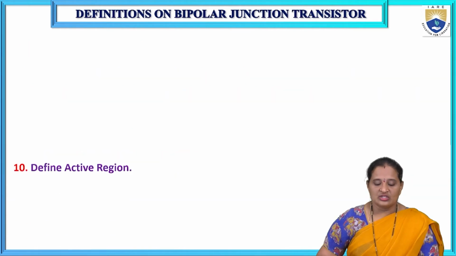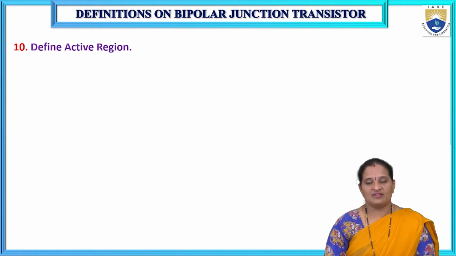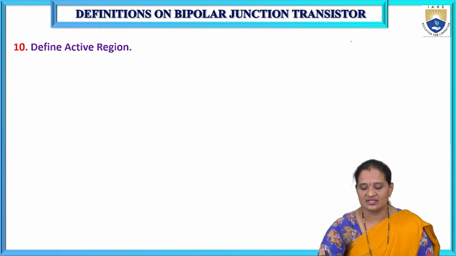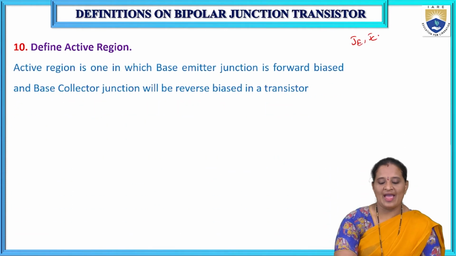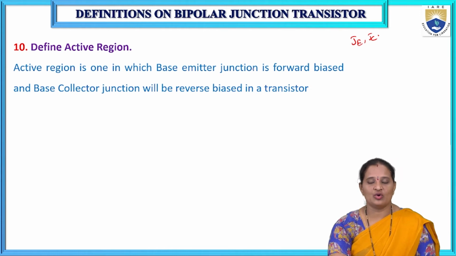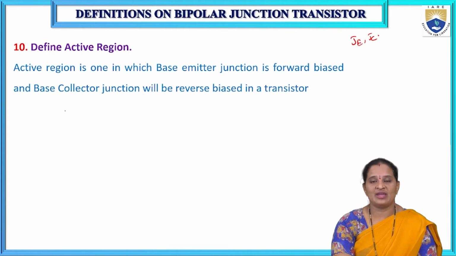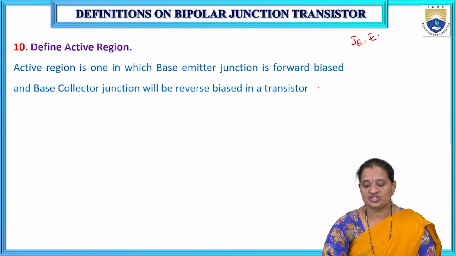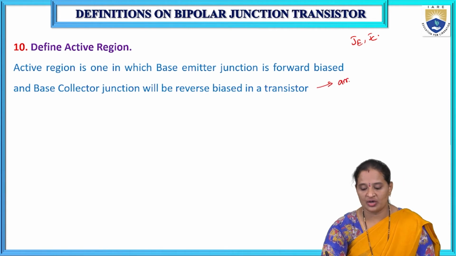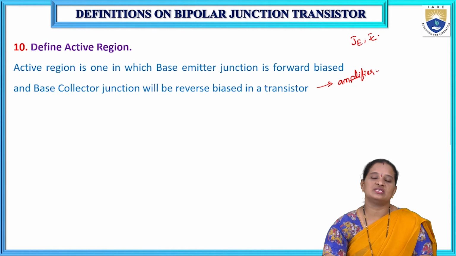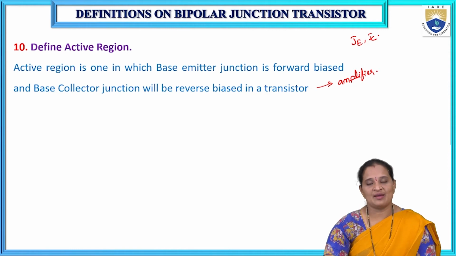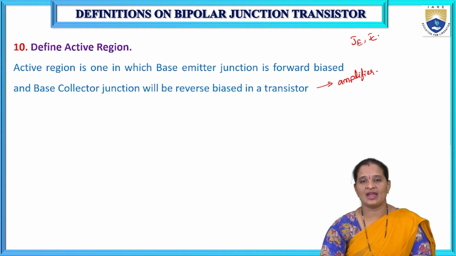Okay. So now coming to the active region, define active region. As we all know, the transistor has two junctions, the emitter junction and the collector junction. The active region is the one in which the base to emitter junction is forward biased and the base to collector junction is reverse biased. The transistor should operate in the active region in order to use it as an amplifier. The major application of a transistor is as an amplifier, and to use it as an amplifier, definitely the transistor should operate in the active region.